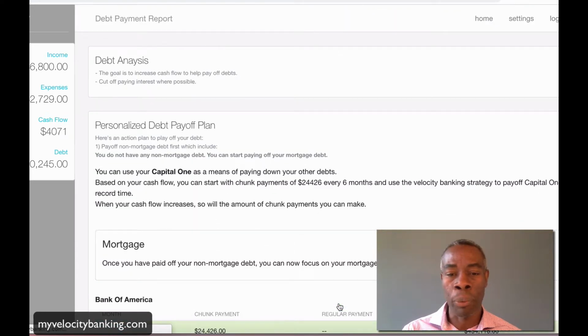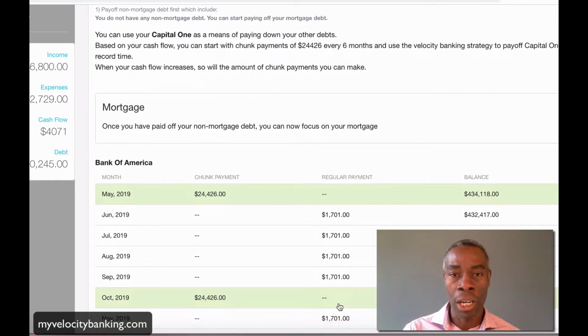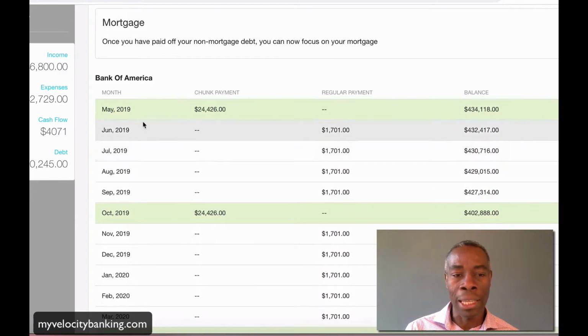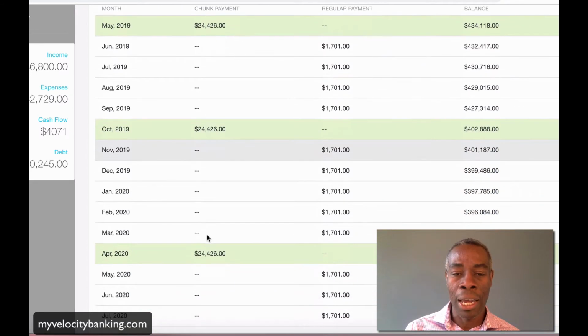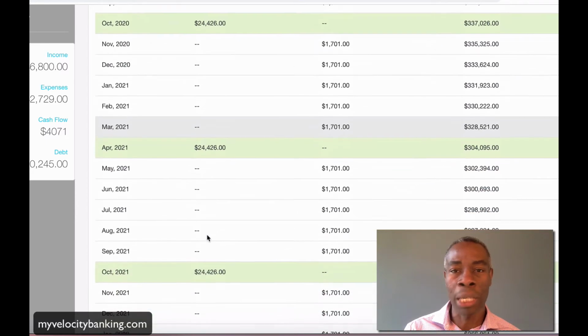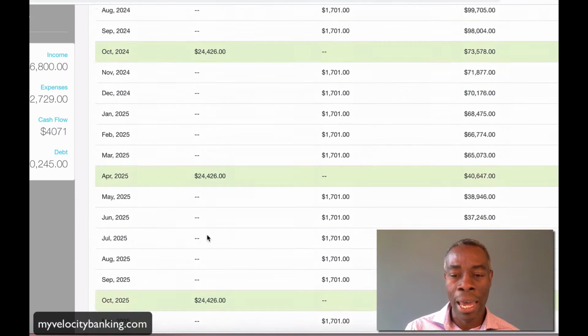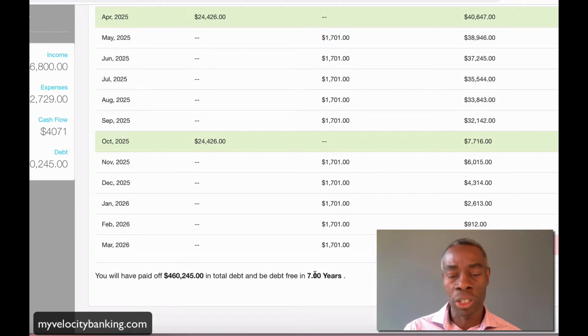Now if you run a report again, we see that she can actually get the report that breaks down the chunks, and she can start doing velocity banking. Next month when she starts, she can make the big chunk of $24,000. And because her cash flow is so high, every 6 months she could probably do a $24,000 chunk. She just rinses, repeats, and keeps doing the exact same thing. In about 7 years, which is really good, she would pay off about $500,000 in debt just making these chunk payments and doing the velocity banking method.